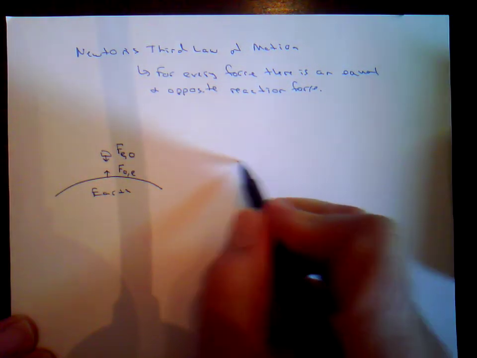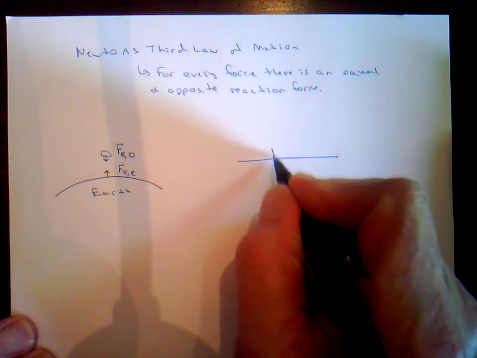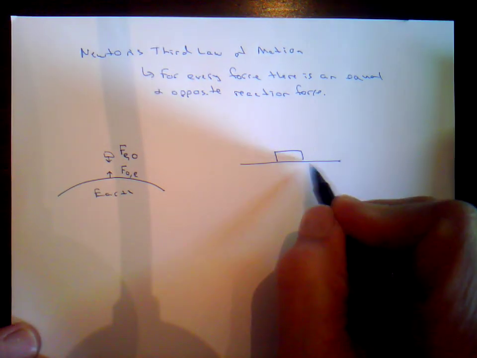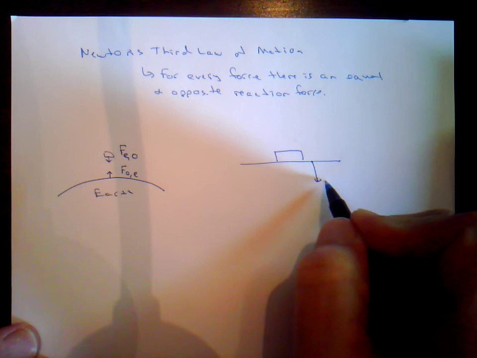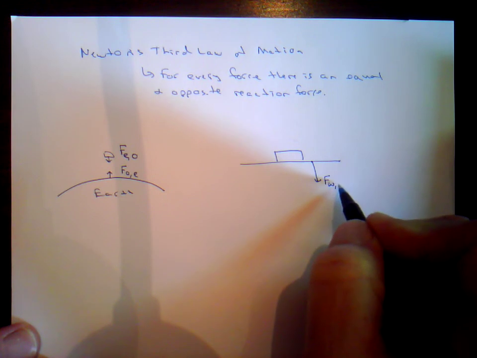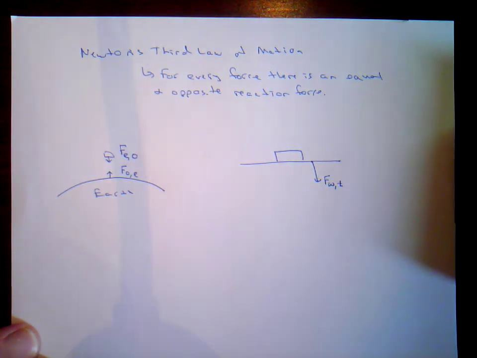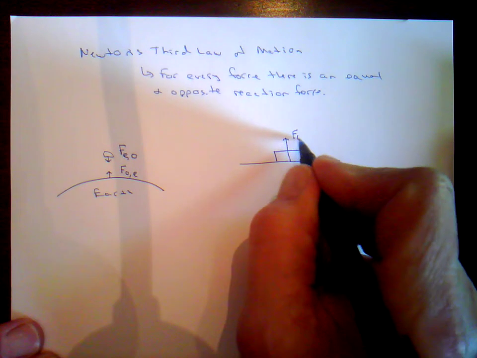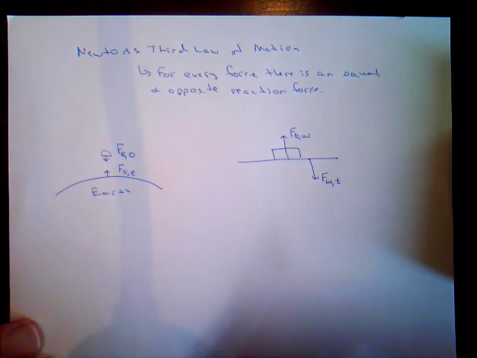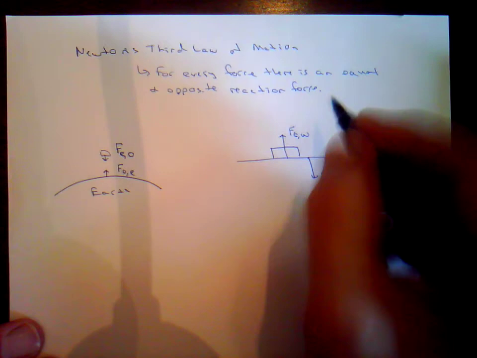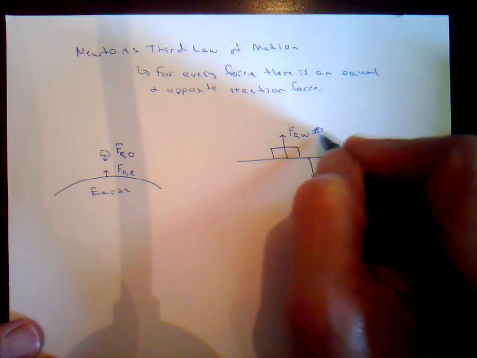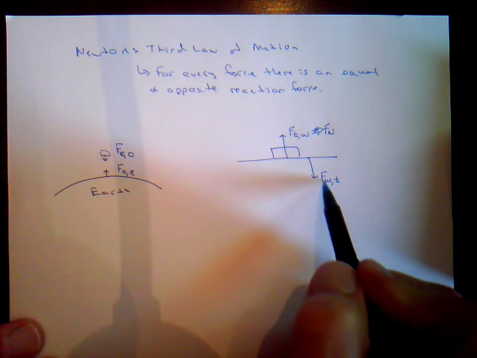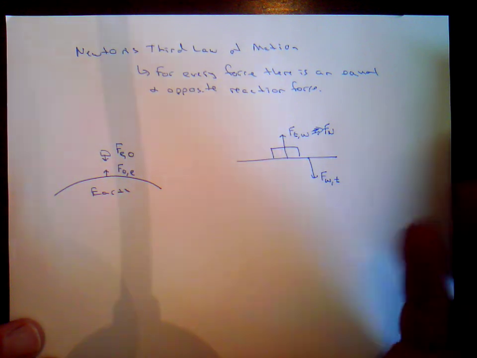This is the table. This is the block of wood. This wood is applying a force to the table. This is the force of the wood on the table. The reaction force is the force of the table on the wood. This reaction force, we usually call the normal force, is the reaction to the force of the wood on the table. This is the force of the table on the wood.